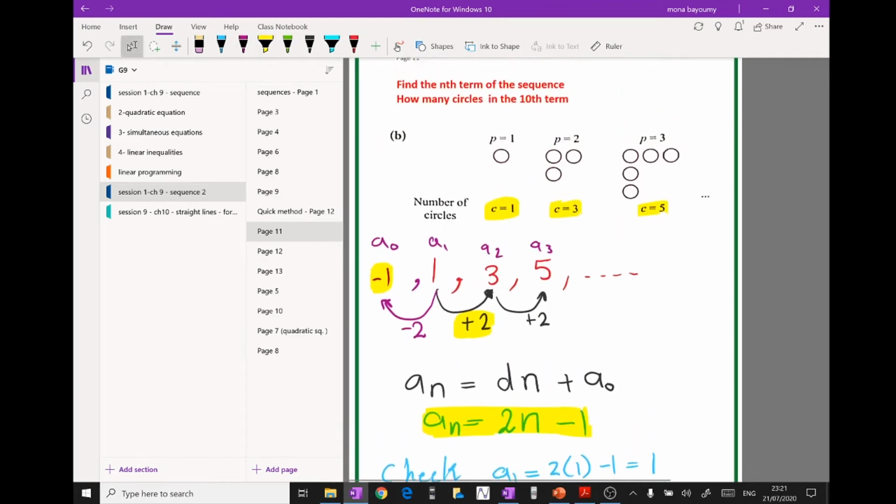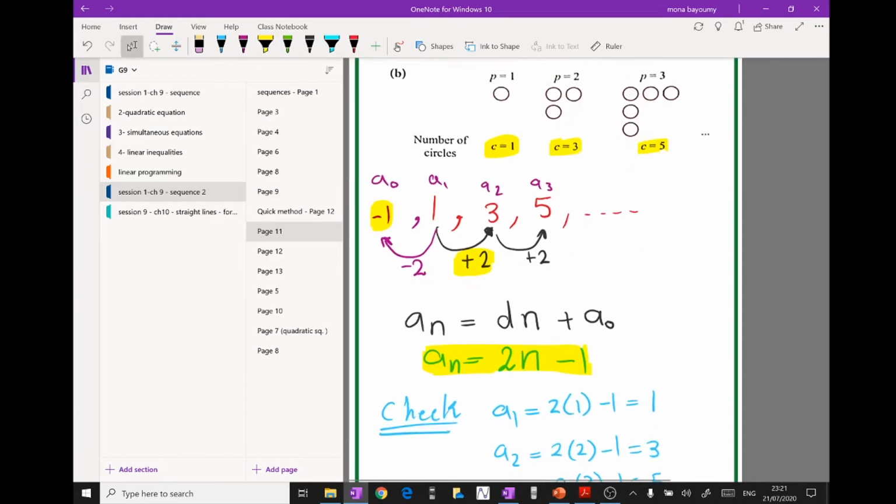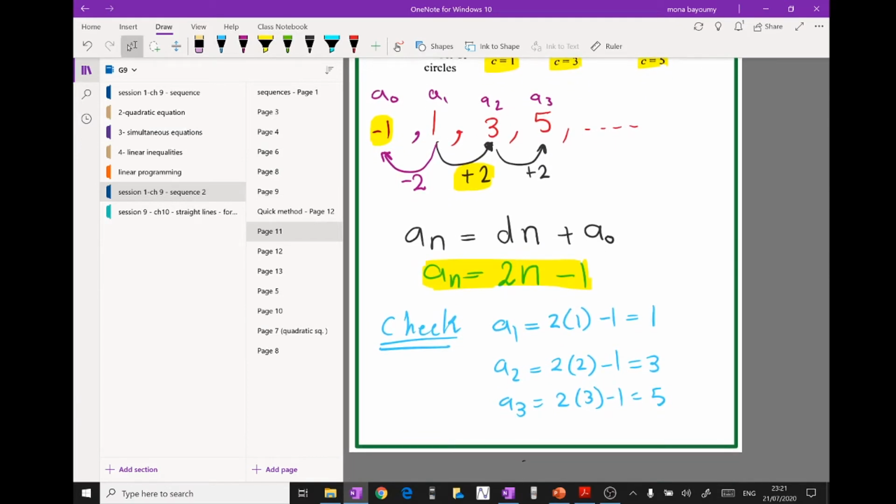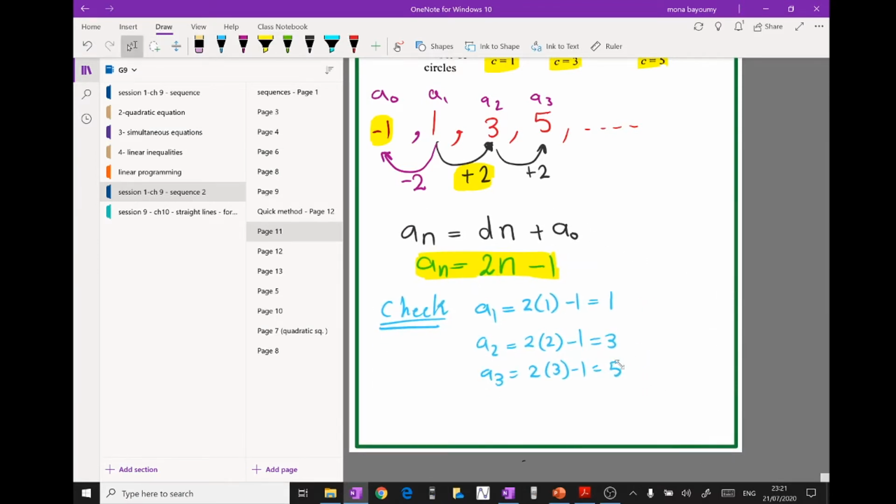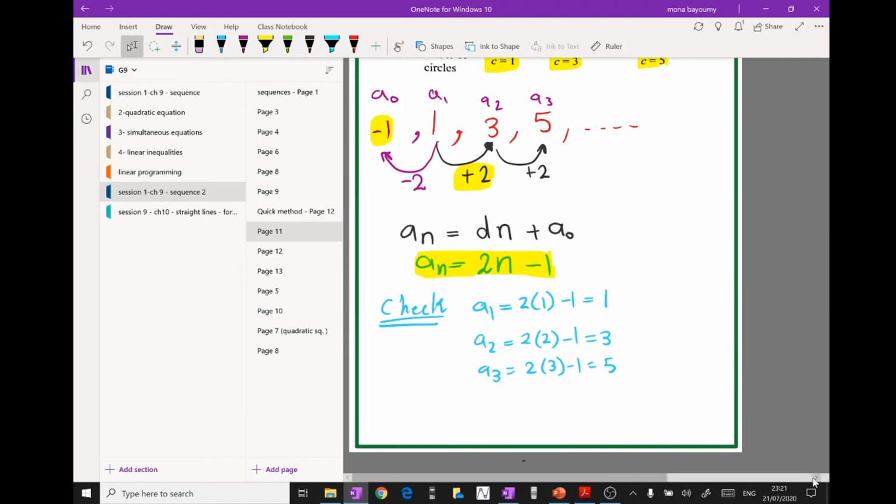He asked us to find the 10th term. Just substitute n by 10. I will substitute n by 10 to find the 10th term, which is a10, equal to 2 times 10 minus 1. 20 minus 1 is going to be 19. So the 10th term is 19. So we can find 19 circles in the 10th term, or in the 10th pattern.